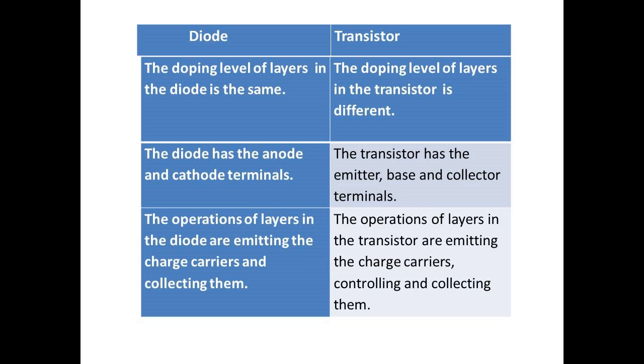The doping level of layers in the diode is the same. The doping level of layers in the transistor is different. The diode has the anode and cathode terminals. The transistor has the emitter, base and collector terminals.